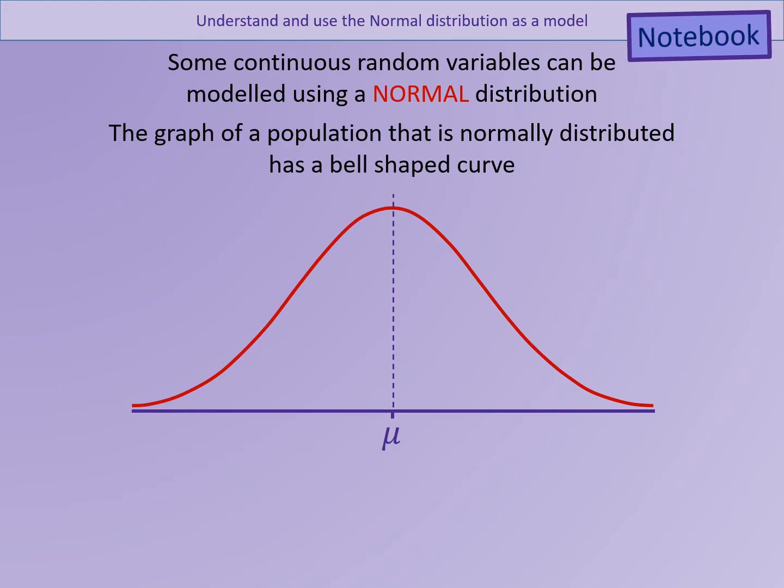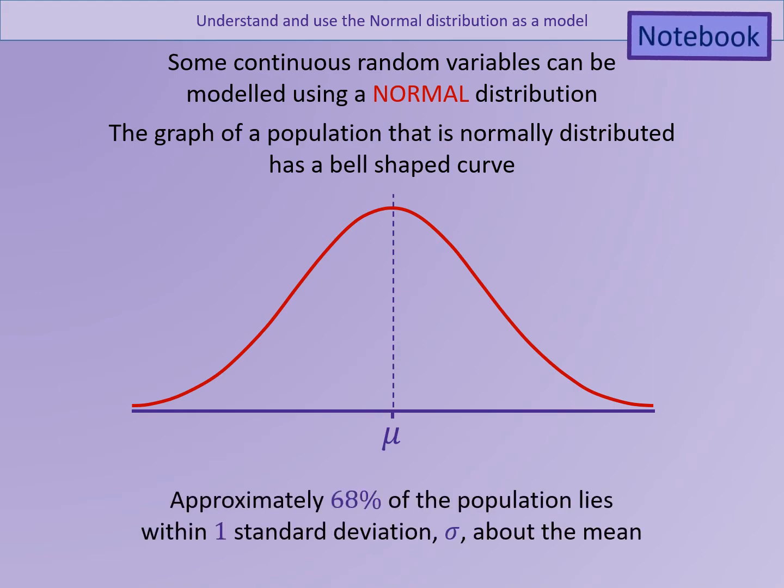It can be calculated that approximately 68% of the population lies within one standard deviation above or below the mean. So this is approximately 34% on either side. Therefore, if we mark mu minus sigma and mu plus sigma on the curve, we can see that there is 68% of the population between those two values.